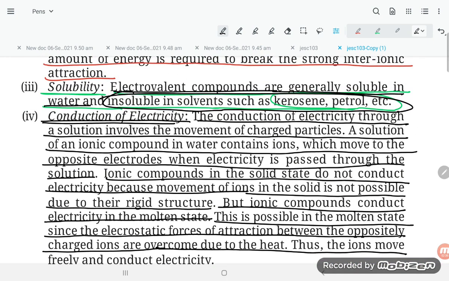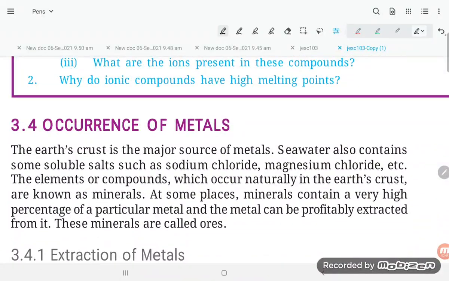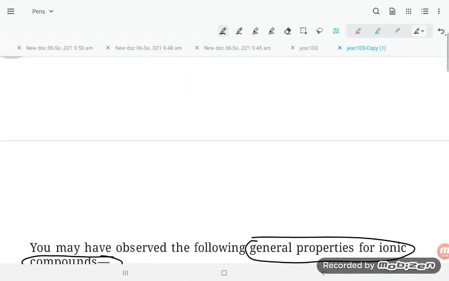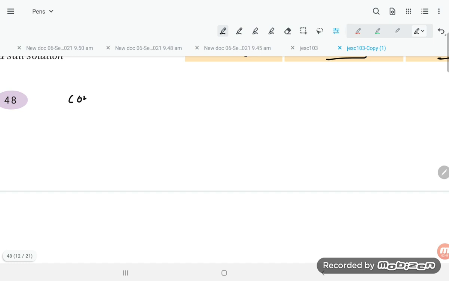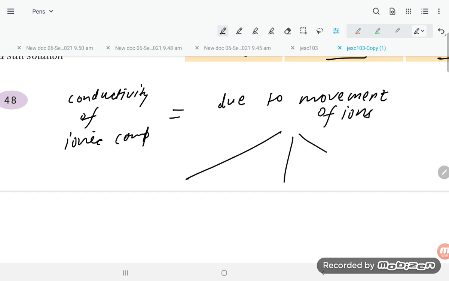So, students, you see that is conductivity. Conductivity of an ionic compound is due to the movement of ions.